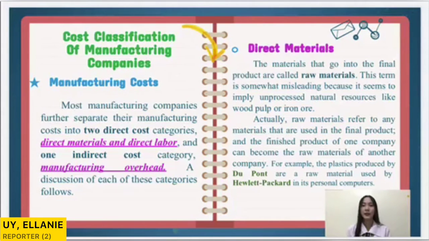Direct materials. The materials that go into the final product are called raw materials. This term is somewhat misleading because it seems to imply unprocessed natural resources like wood pulp or iron ore. Actually, raw materials refer to any materials that are used in the final product, and the finished product of one company can become the raw materials of another company. For example, the plastic produced by DuPont is raw material used by Hewlett-Packard in its personal computers.